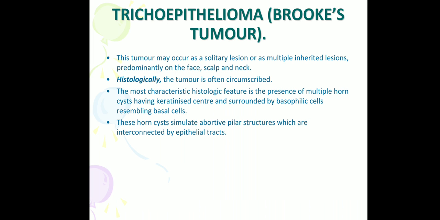Histologically, the tumor is often circumscribed. The most characteristic histological feature is the presence of horn cyst having keratinized center and surrounded by basophilic cells resembling basal cells. These horn cysts simulate abortive hair structures which are interconnected by the epithelial tracts.